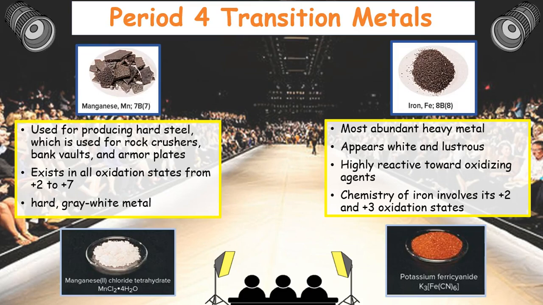exist in all oxidation states from +2 all the way to +7. That means it also can have various colors as well. So here we have more of a white compound, but we also can have manganese +7, which can produce purple compounds, for example. Anything that has manganese in it is going to be used for producing hard steel, which can be used for rock crushers and armor plates.